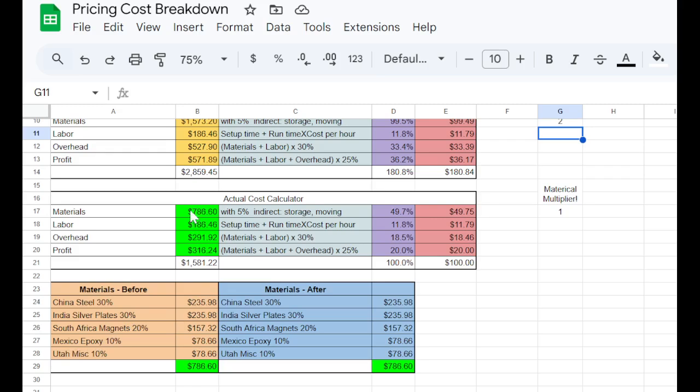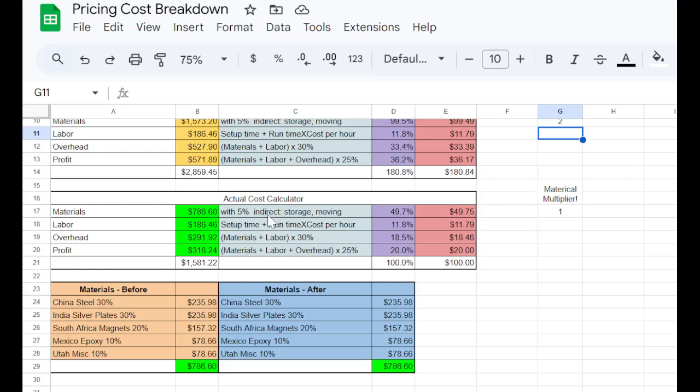So we're saying that $786 comes from paying China $235, India $235, South America $157, Mexico $78, and Utah close to $79 every single day. So that's $786 that we are going to have in materials. Okay, and this is all the before, and we're going to make some changes. So we're going to increase the China now. We're going to double the materials of just China instead of all the materials.